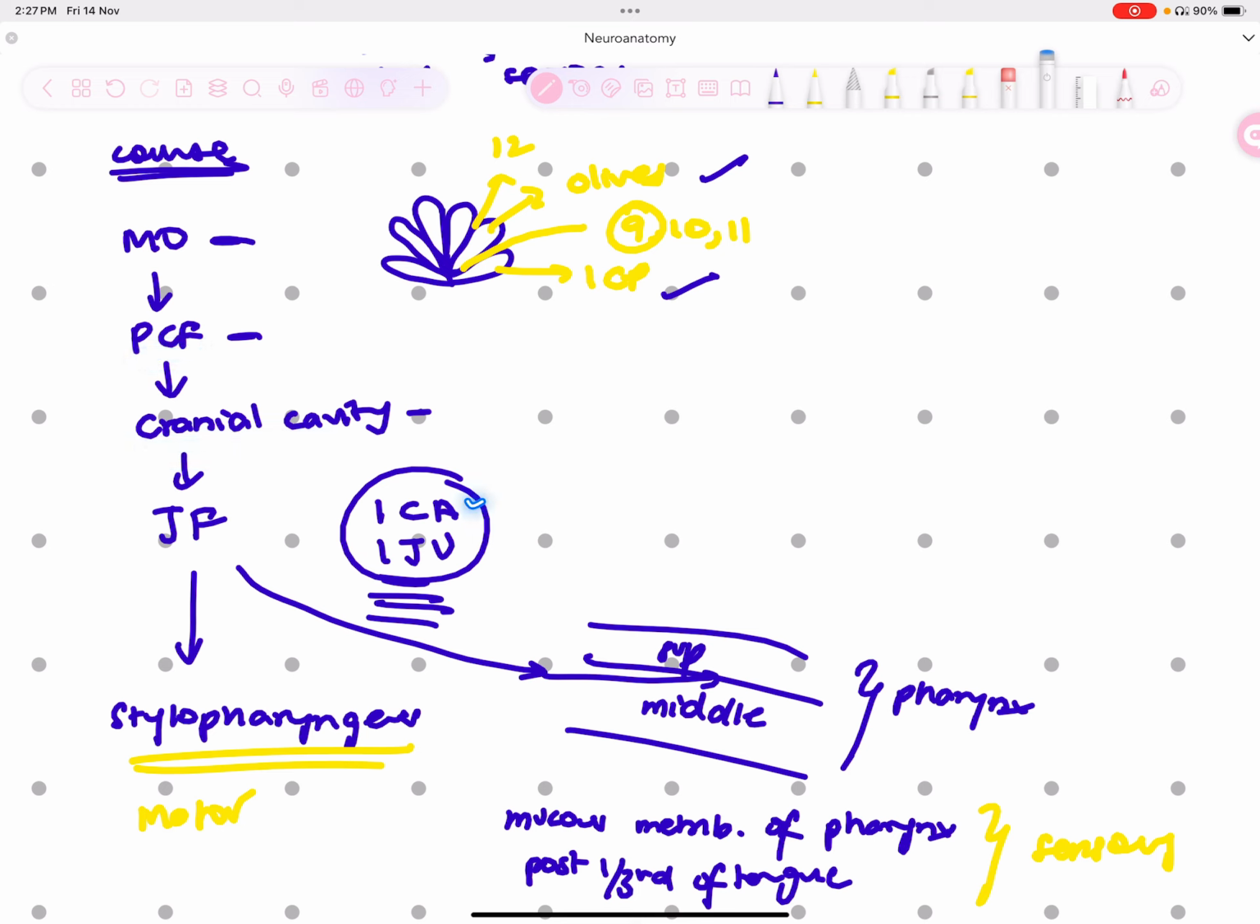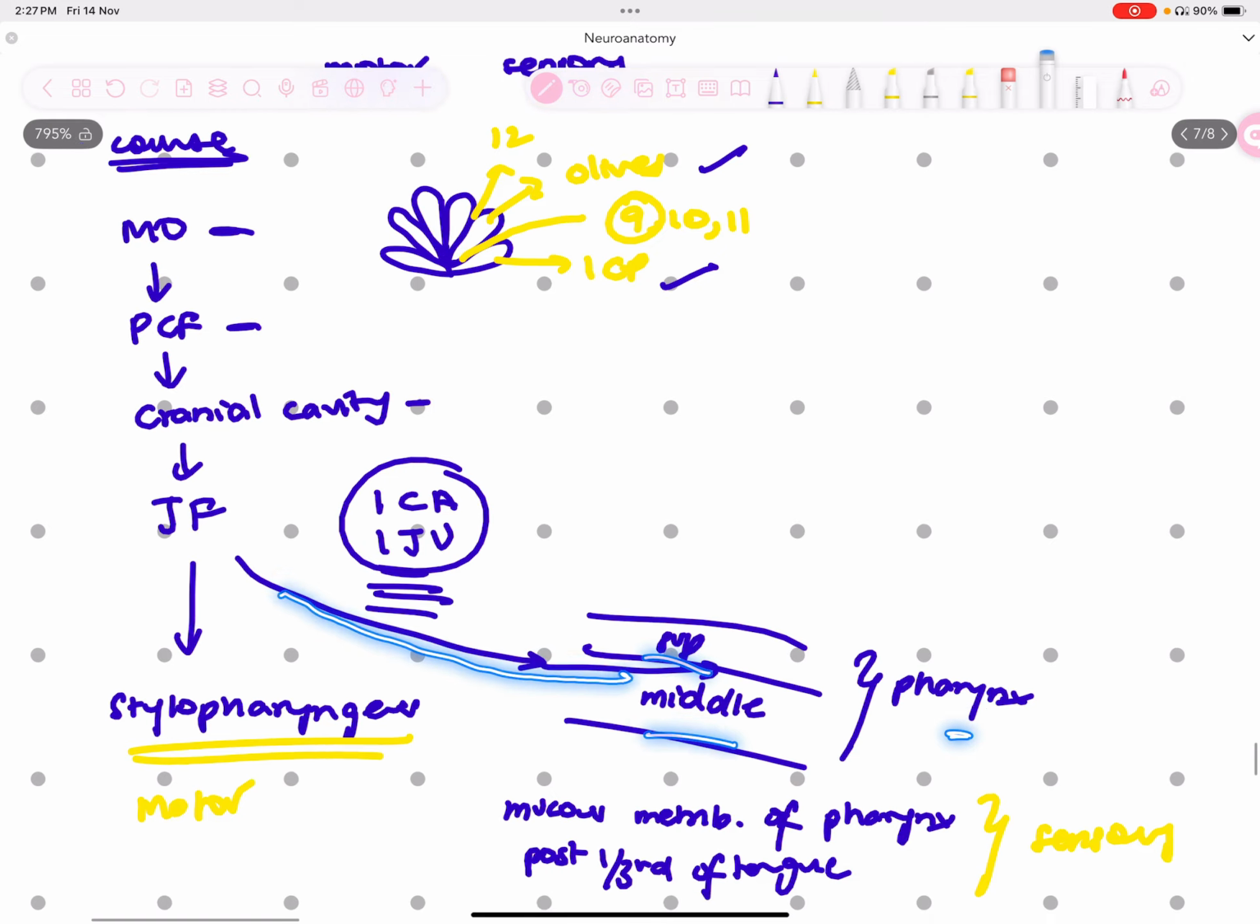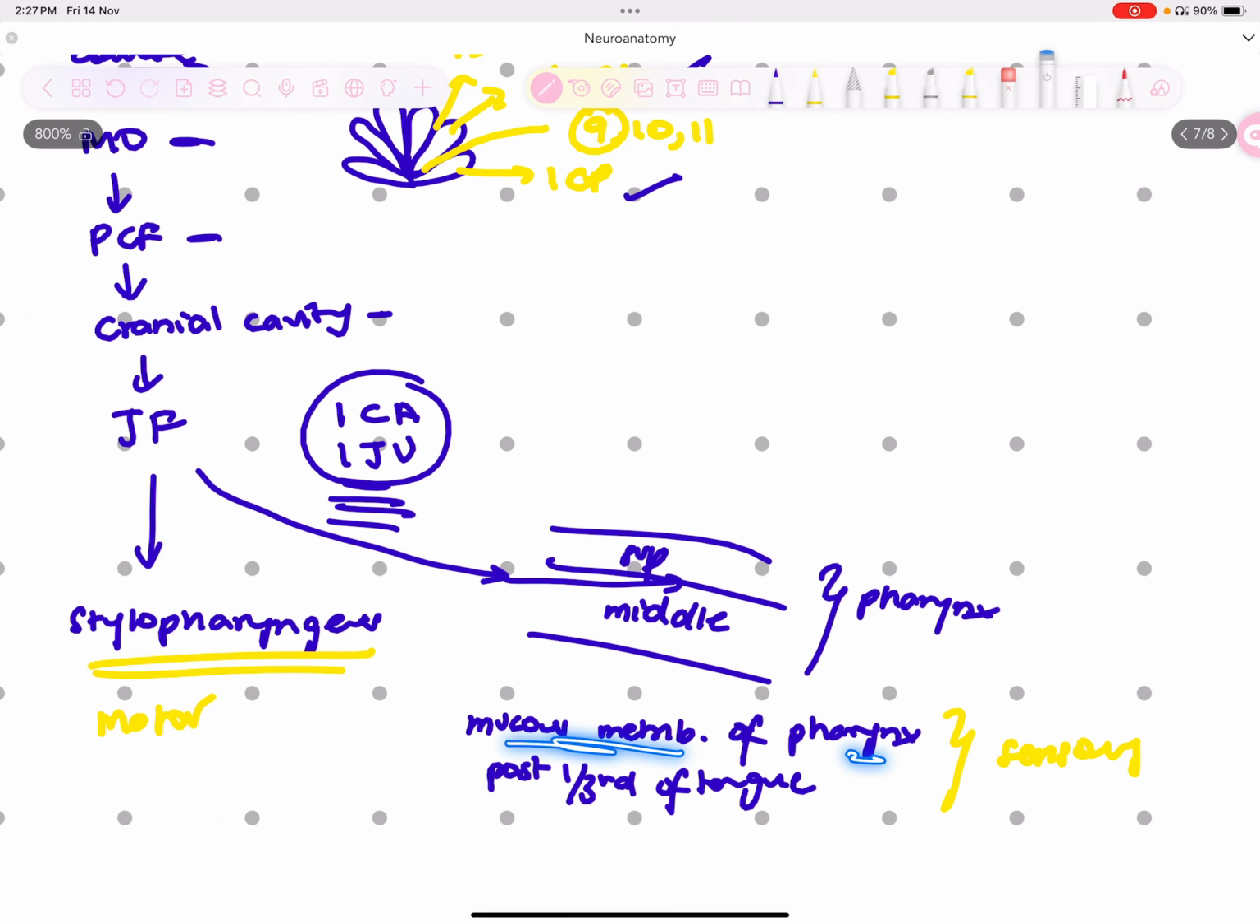It is accompanied by the internal carotid artery and internal jugular vein as it descends towards the superior part of the neck. Then its motor branch goes and supplies the stylopharyngeus muscle, and the sensory branch goes between the superior and middle constrictor muscles of the pharynx to supply the mucous membrane of the pharynx as well as the posterior one third of the tongue. It basically gives sensory innervation to the posterior one third of the tongue. That's the reason you can feel the taste. So that's about it.